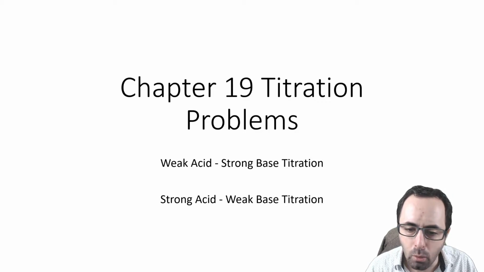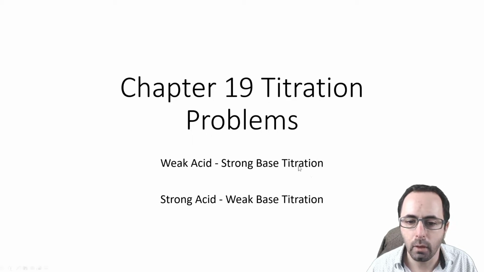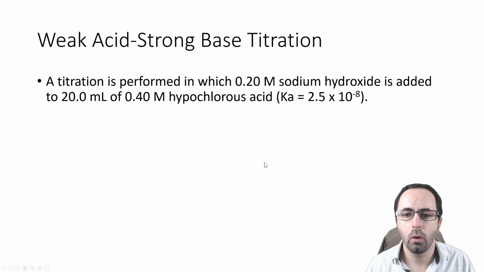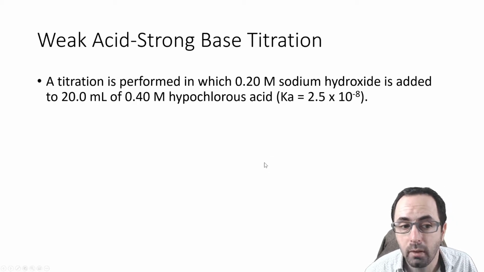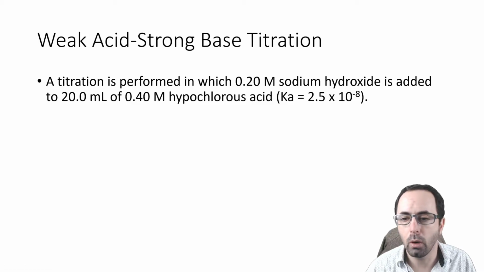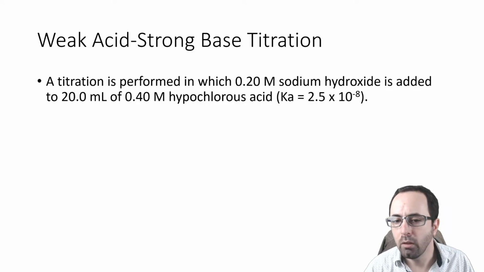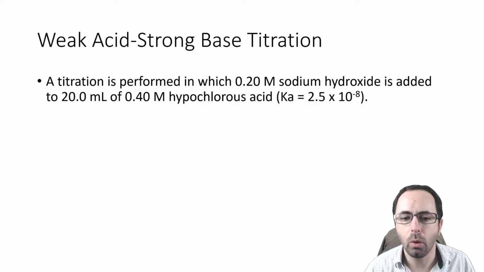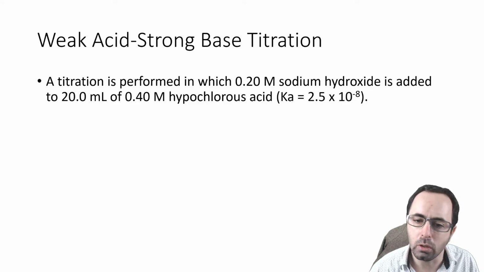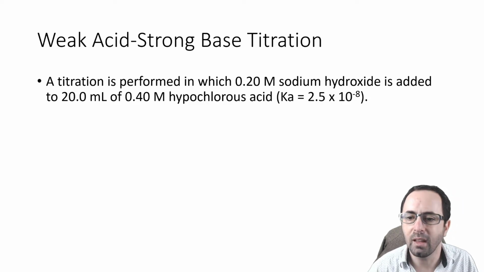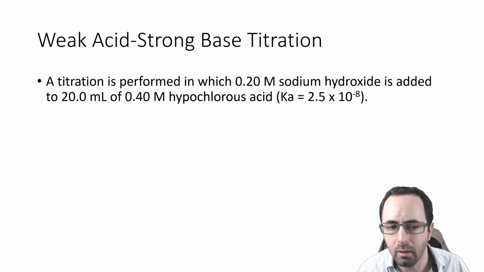So let's get started on a weak acid strong base titration problem. So here we go. Here's the titration problem that we're going to perform. A titration is performed in which 0.2 molar sodium hydroxide is added to 20 milliliters of 0.4 molar hypochlorous acid, which has a Ka of 2.5 times 10 to the minus 8.